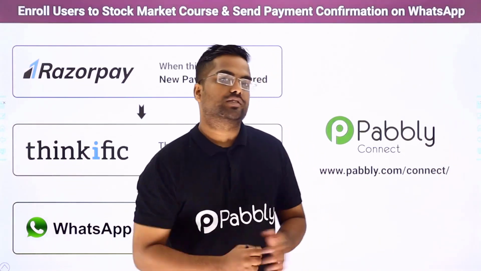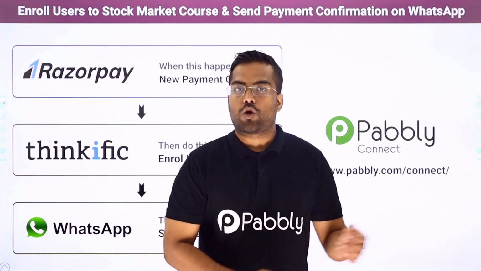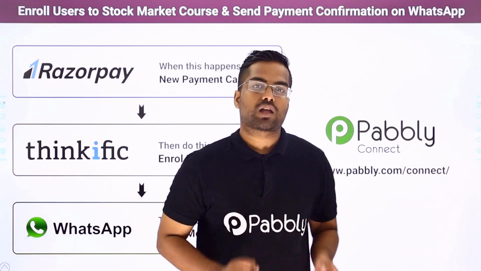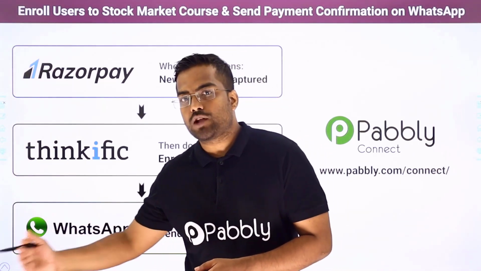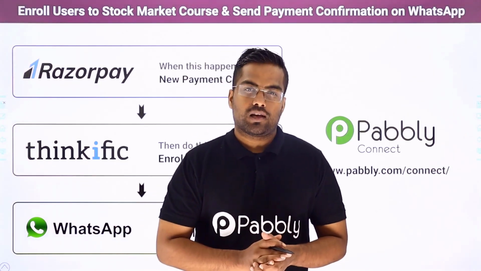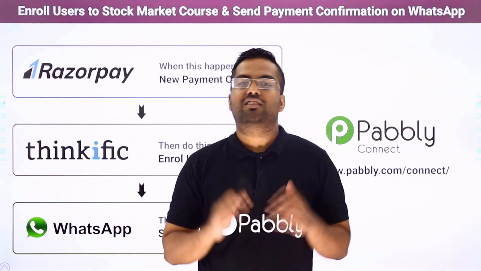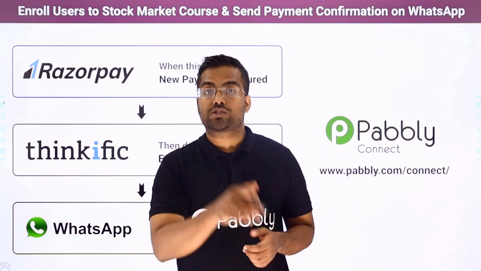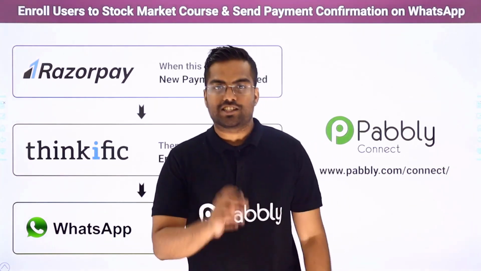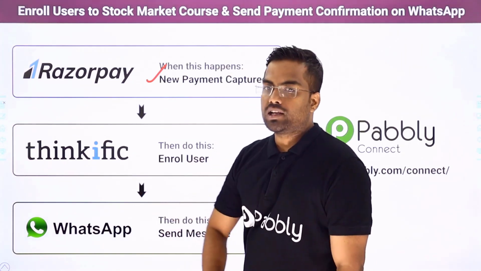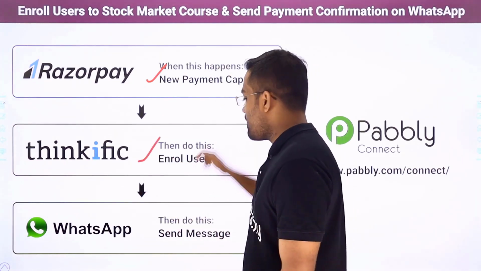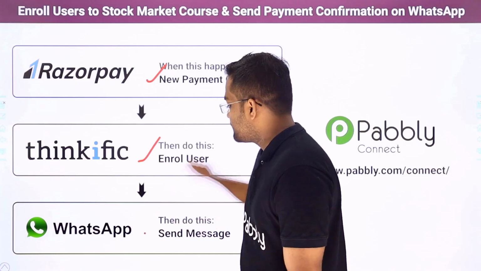So here you have two choices. The first choice is you can copy the details of John from RazorPay, sort it out, enroll him to the course in Thinkific, afterwards manually send him a WhatsApp message. Now this process is actually very repetitive and tiresome. So here I would suggest that you bring in some automation so that whenever a new payment is made in RazorPay, automatically enroll the person on Thinkific, afterwards send him a WhatsApp message.